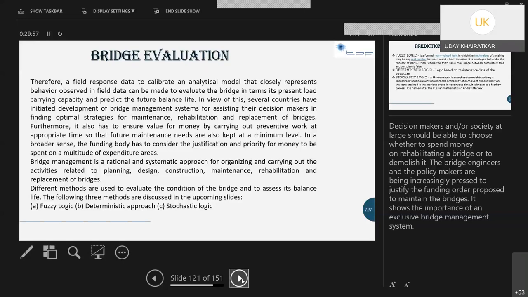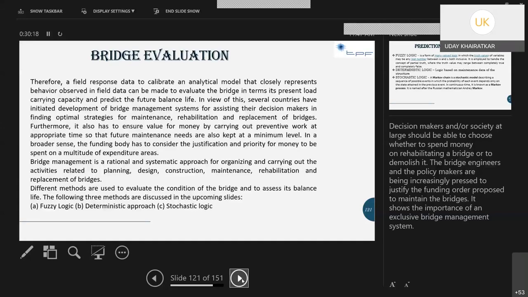The bridge engineers and the policymakers are being increasingly pressed to justify the funding proposed to maintain the bridges. It shows the importance of an exclusive bridge management system. So it is very much necessary for the decision makers to arrive at a decision.